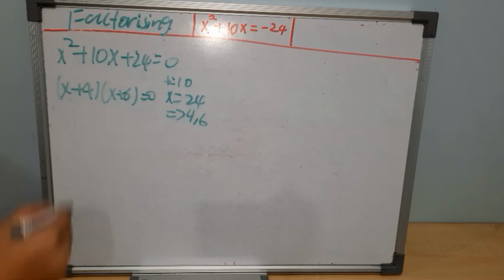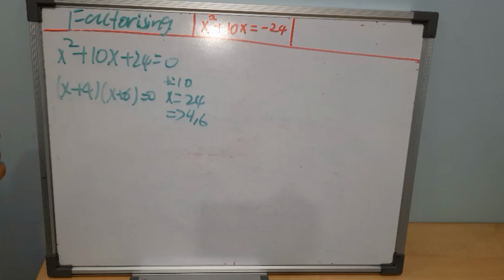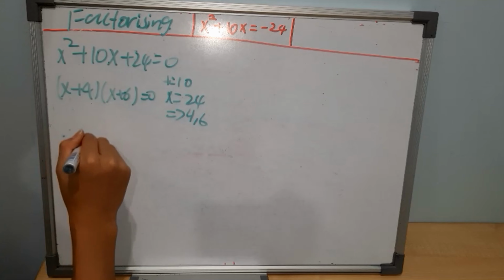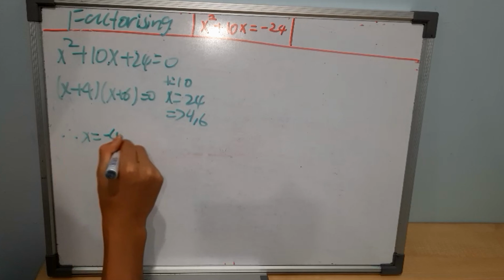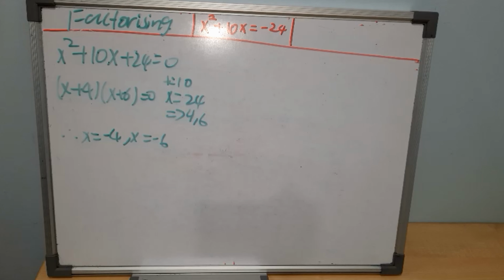Now, as we know, these two brackets are multiplying together. So we can just have one bracket that adds up to 0. Then no matter what the other bracket's sum is, the product will always be 0. So in this case, there are only two solutions: x is equal to -4 and x is equal to -6. We can substitute back in to check the solutions.